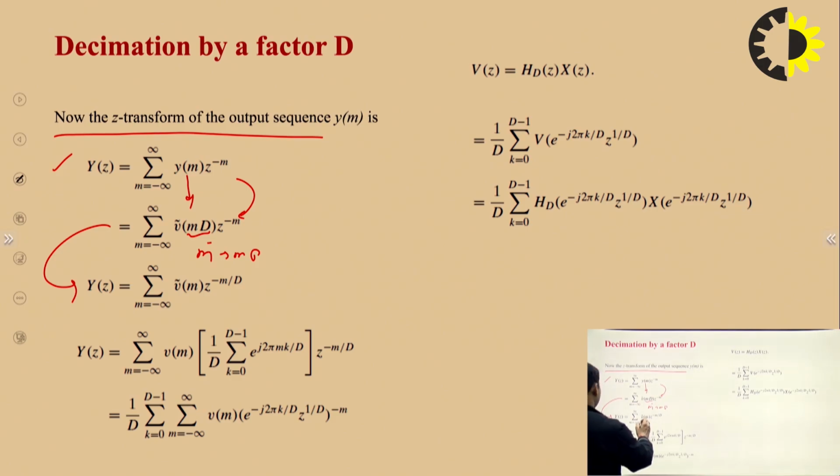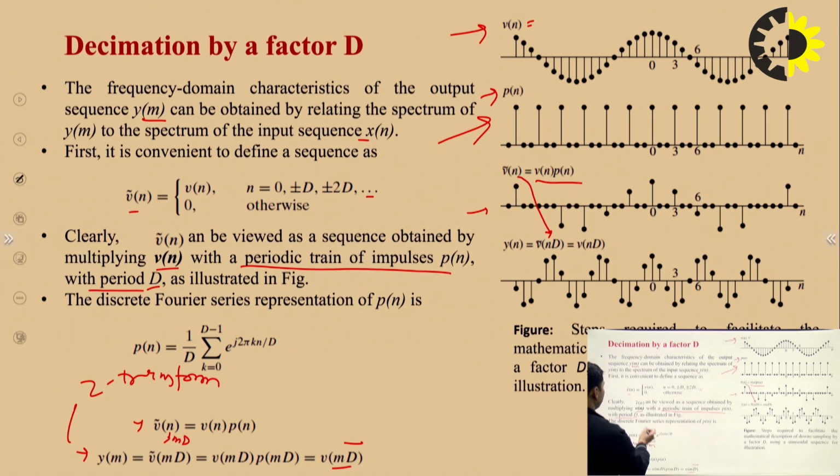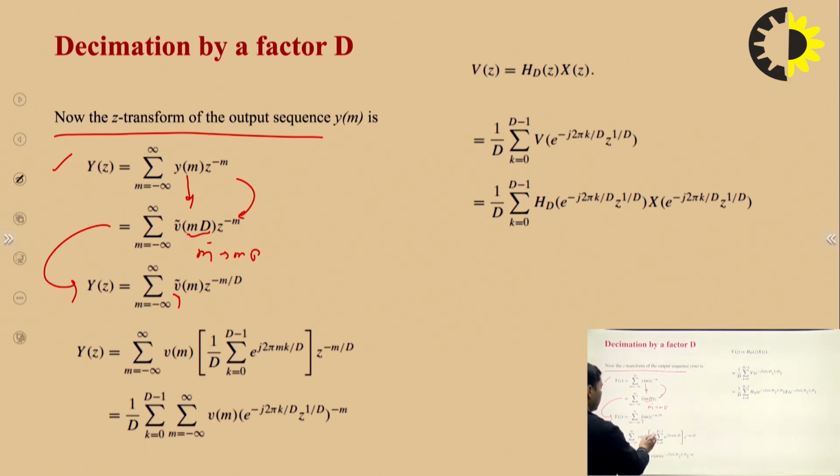Now we put the value of v cap[m] here, summing over m from minus infinity to infinity of v[m] times p[m], because v[m] is multiplied by this p[m]. We put the value of p[m] here: v[m] into 1 upon D, summation of k from 0 to D minus 1 of e raised to power j 2 pi mk upon D, times z raised to power minus m upon D. Now we change the summation order: 1 upon D, k from 0 to D minus 1, m from minus infinity to plus infinity of v[m], and this factor is merged with z, so it can be written as e raised to power minus j 2 pi k upon D times z raised to power 1 upon D, all raised to power minus m.